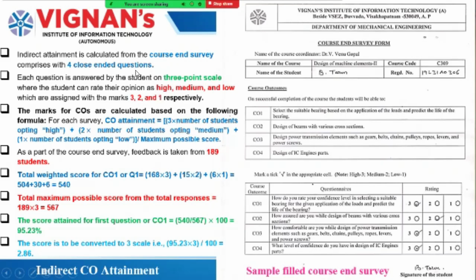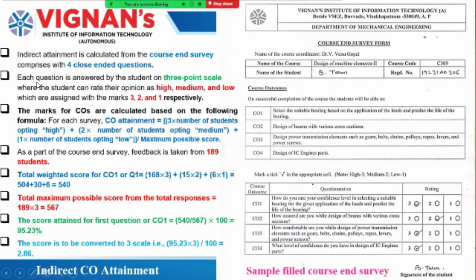Okay, this is the course end survey form. In this, you have COs, and at the bottom, you have the COs asked in questionnaire format with a 3 to 1 rating. So from these 3 points, students can opt for any one option.